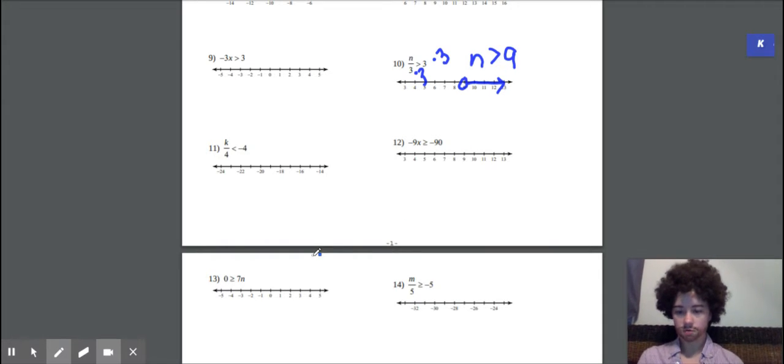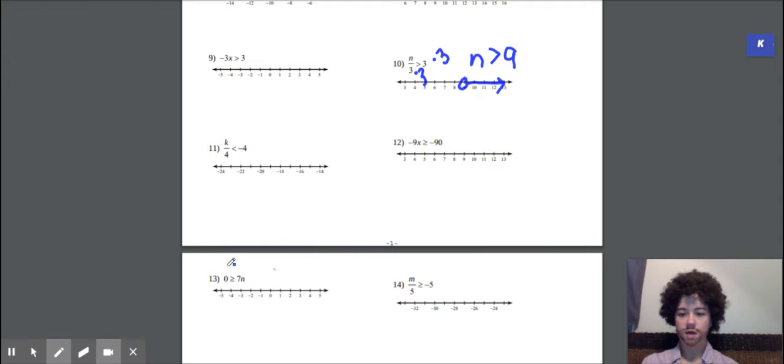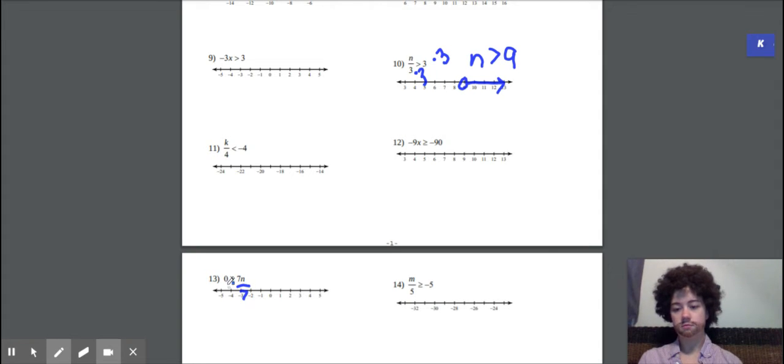All right, so then if we look over here, let's go to number 13. We've got 0 is greater than or equal to 7 times n. We need to undo that multiplication by 7. So if you would grab your brush here, we'll undo multiplying by 7 by dividing by 7. And here it gets a little bit sketchy. Some of you might be thinking, there are rules about dividing with 0, but this is okay. We can do 0 divided by a number. You've got the skill.